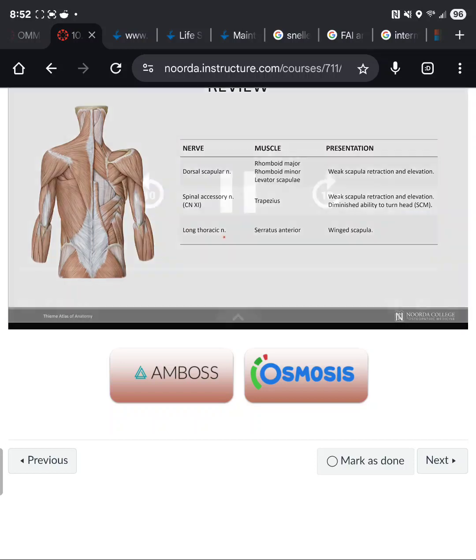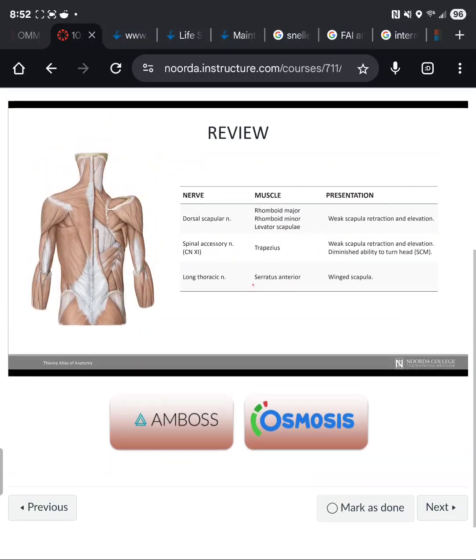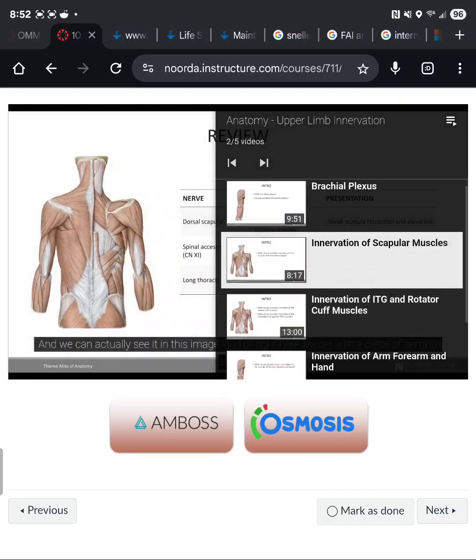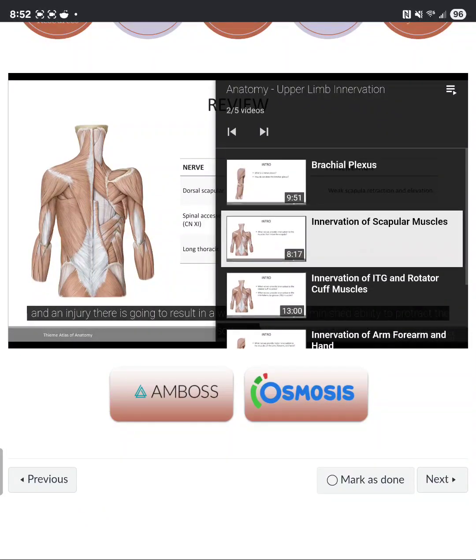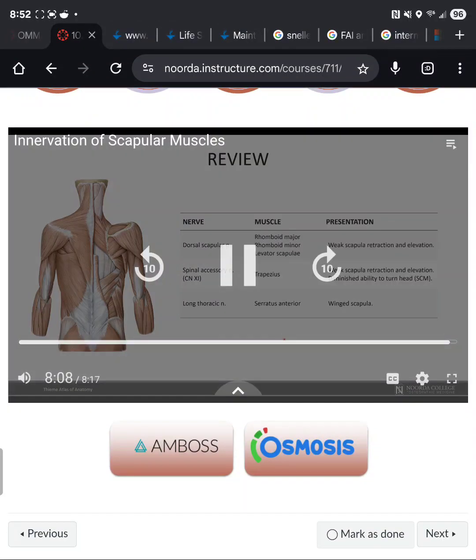And then finally, the long thoracic nerve innervates serratus anterior. And we can actually see it in this image. Kind of right here, we get a little piece of serratus anterior. And an injury there is going to result in a winged scapula and diminished ability to protract the scapula. And that is it for the innervation of these scapular muscles.